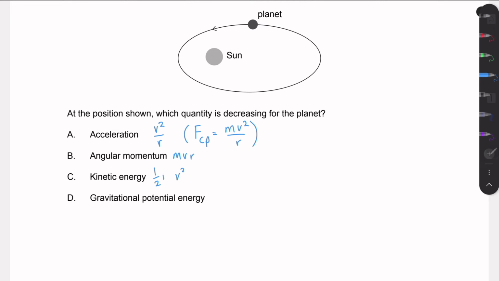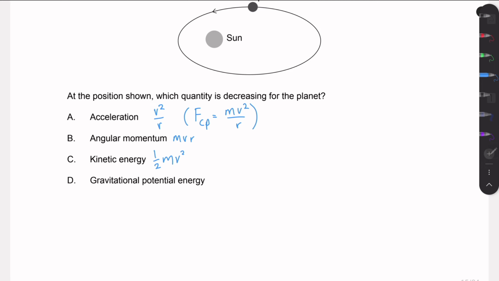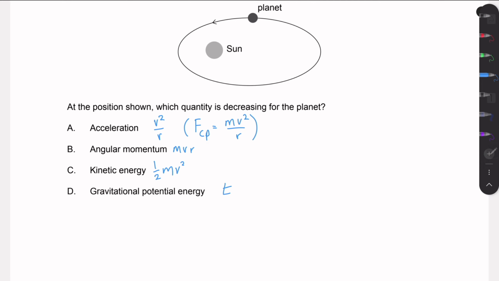Again, speed is increasing, so that cannot be the answer, because we want it to decrease. And then gravitational potential energy. Well, we know gravitational potential energy is minus GMm over r. And our distance is decreasing, which means that the fraction is increasing, but since we have a negative sign, we're getting a larger and larger negative number. So that means that we are decreasing the gravitational potential energy.